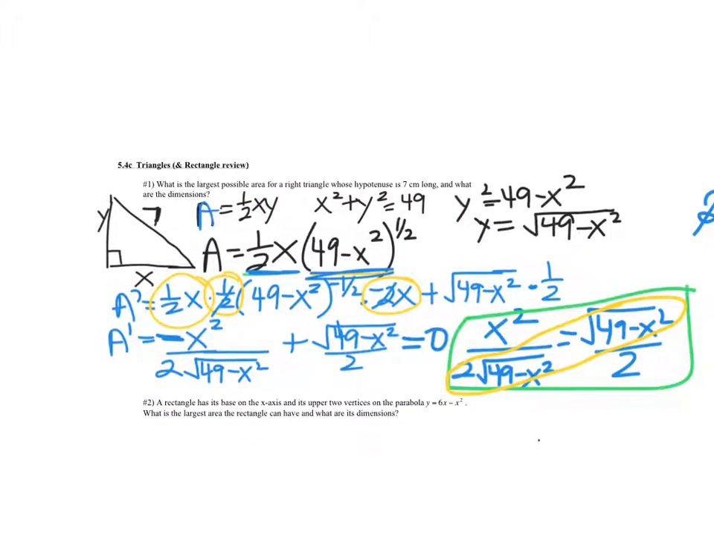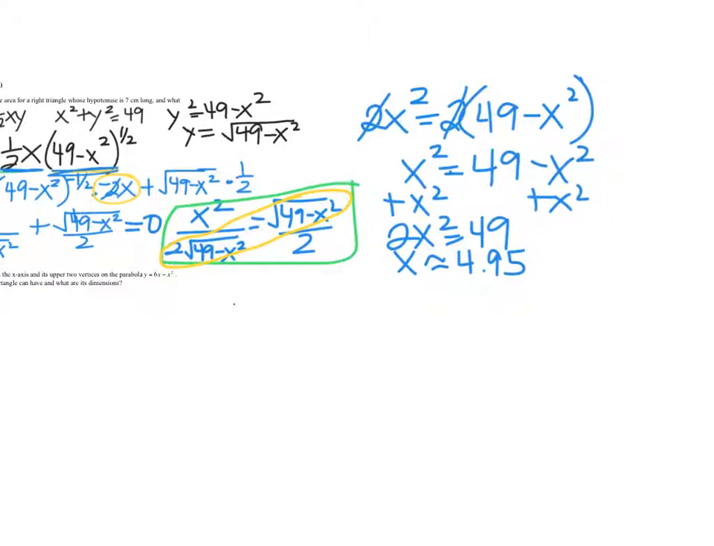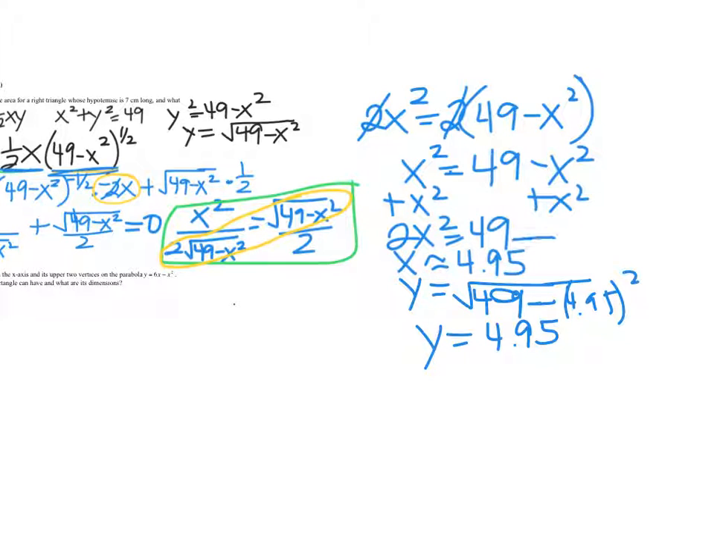So what are the dimensions? What is the largest possible area, and what are the dimensions? So we know that the dimensions are x is 4.95, y is the square root of 49 minus x squared, 4.95 squared. And the funny thing happens where y ends up being exactly the same thing. So we have x is 4.95, y is 4.95, and then the area would be 1/2 times those things.